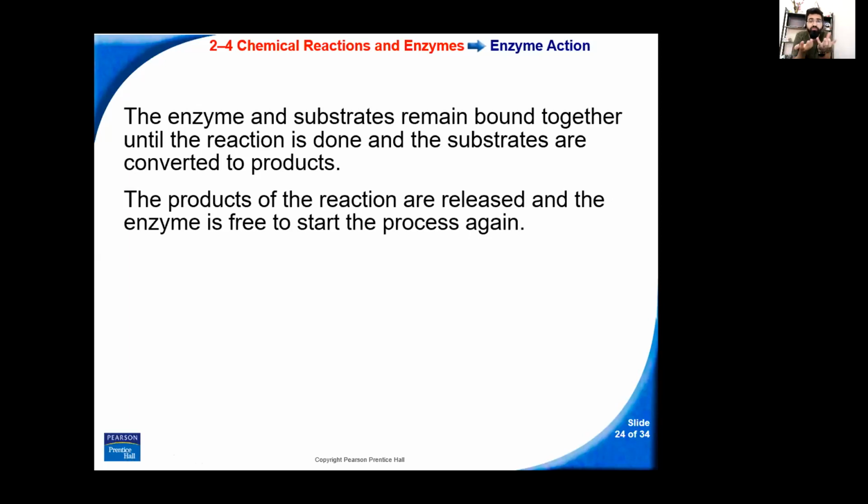They just provide suitable conditions. They bring the reactants close to each other and reduce the activation energy that is needed to start the reaction. Okay?